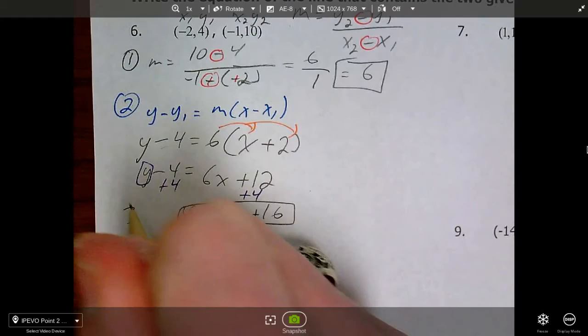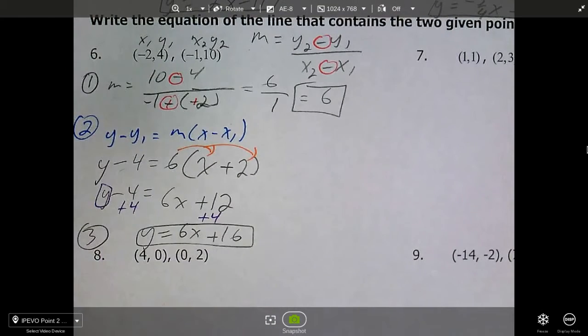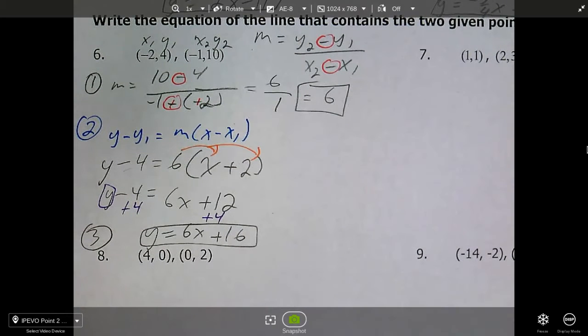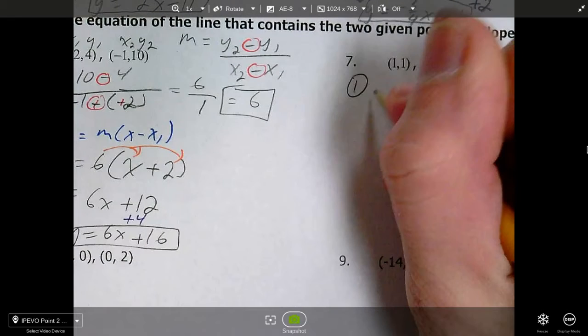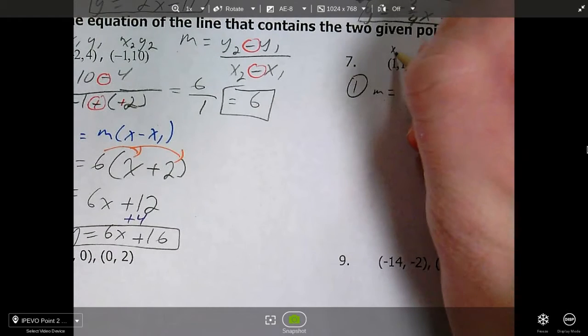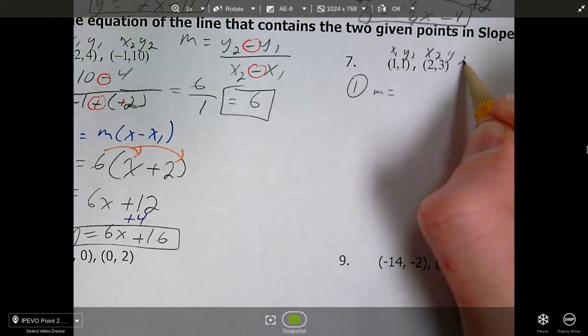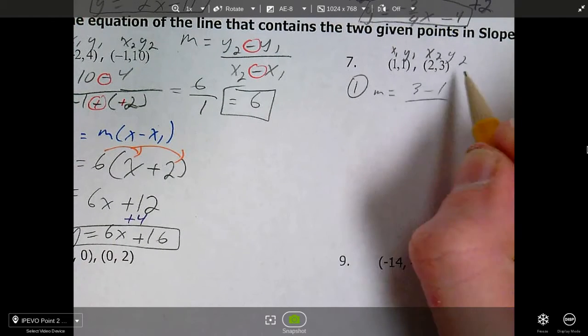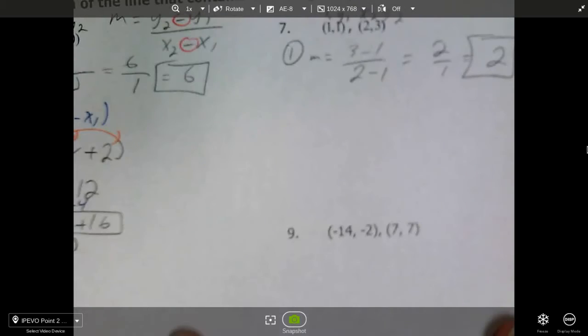And there's our step 3, getting that into slope-intercept form. Okay. All right, number 7. Step 1. M equals, well, if I label these x1, y1, x2, y2, I'll take 3 minus 1 over 2 minus 1. And so I get 2 over 1, or just 2. So my slope is 2.